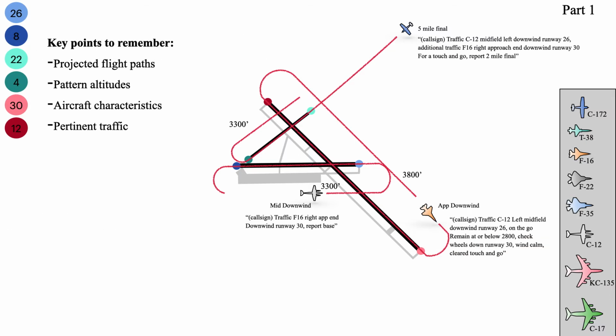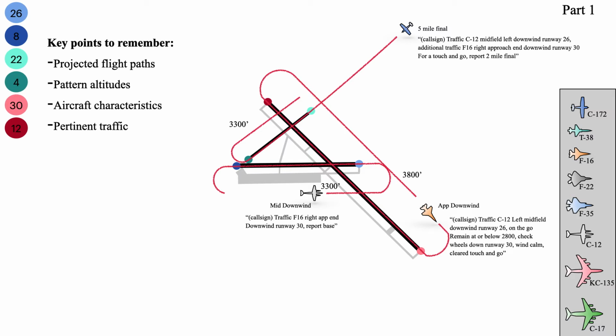So what I would do in this situation, the first aircraft I'm going to talk to is going to be the F-16. I'm going to say, "Zoom 1, traffic C-12, left midfield downwind, runway 26. On the go, remain at or below 2,800. Check wheels down, runway 30, wind calm, clear touch and go."